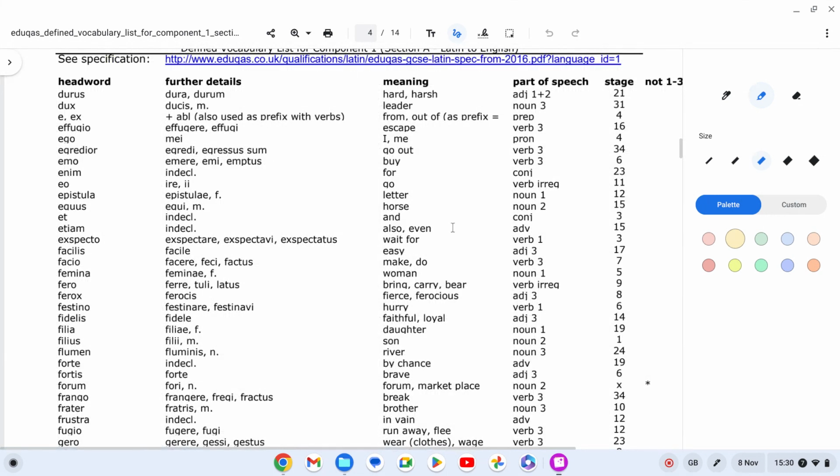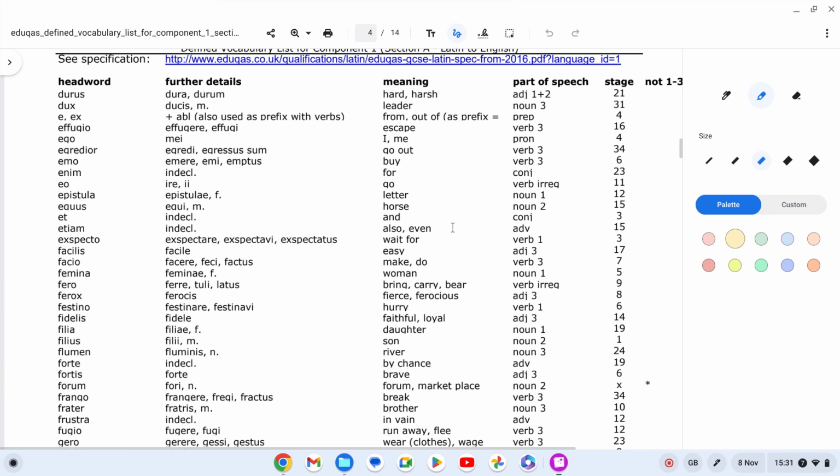So, durus, dura, durum, meaning hard or harsh, adjective. English word durable from this. So, if something's durable, it's like hard, it's tough. Tough is another translation of durus. So, it'll last a long time. So, durus, dura, durum, hard or harsh.